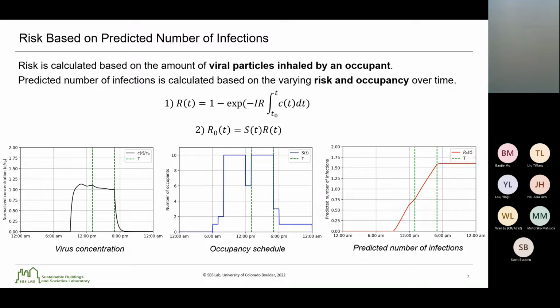And this is a probabilistic metric where, in this case, if you have a predicted number of infections around 1.5, then what we're saying is we're predicting one infection with maybe a 50% chance of another infection occurring.